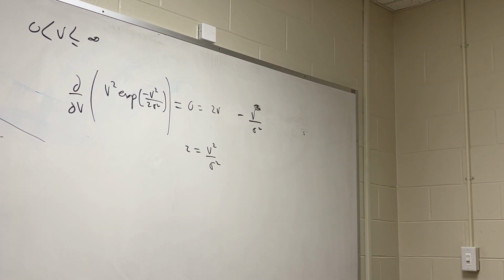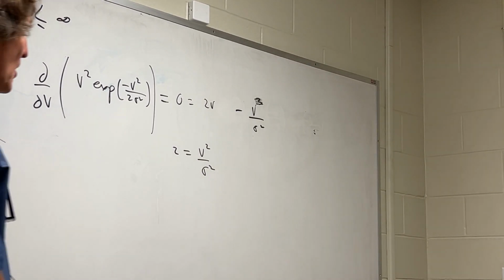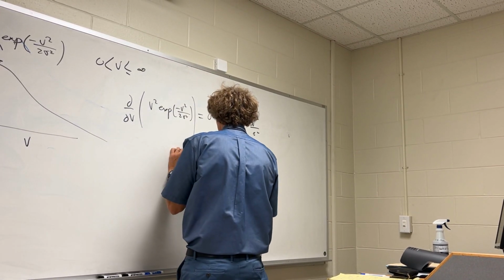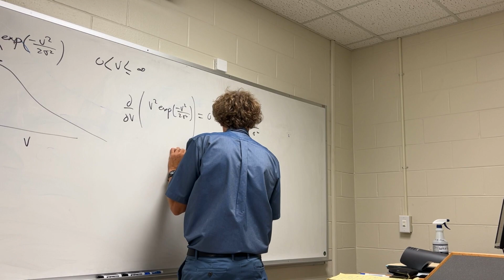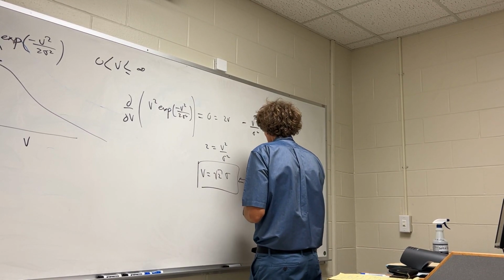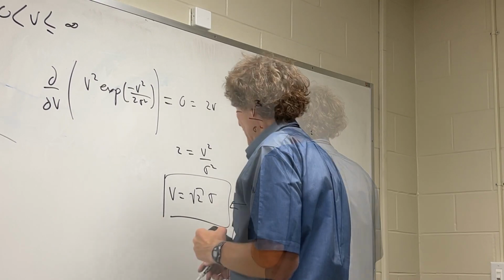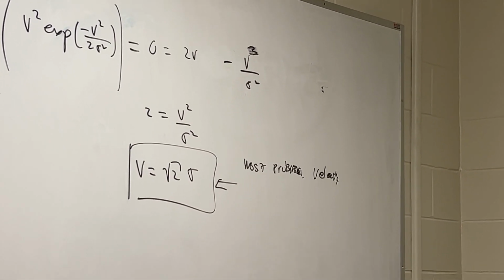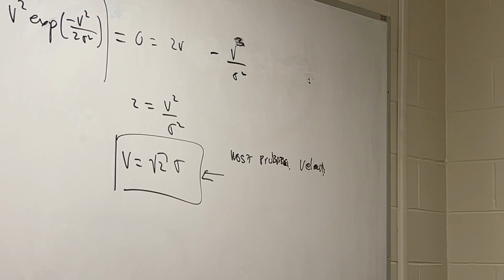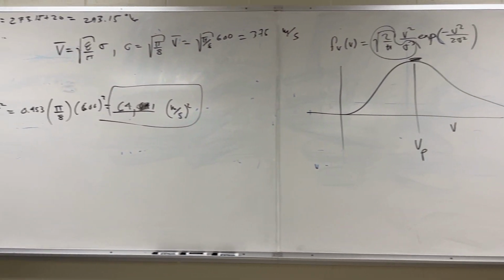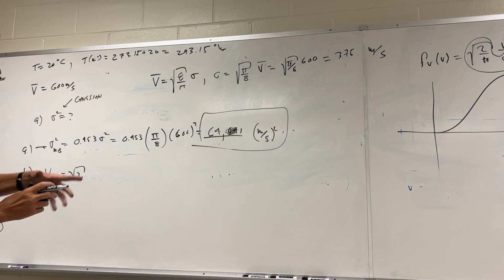You all see it? And now I'm solving for v, right? You all see what it is? V is just equal to the square root of 2 times sigma. And that is the most probable velocity. And so let's see if we get the right answer. So that means v, and I'm just going to call it most probable, is equal to square root of 2 times sigma. And that's the Gaussian sigma, which is there, right?